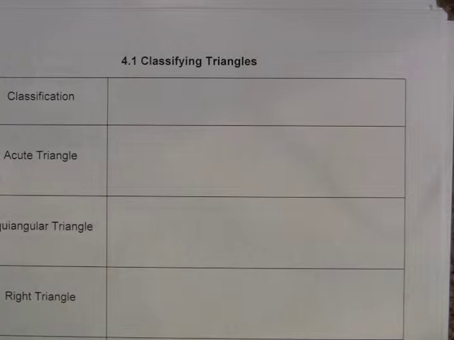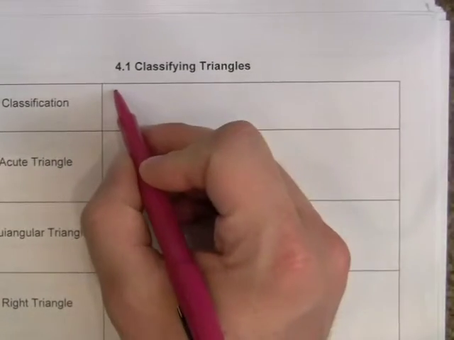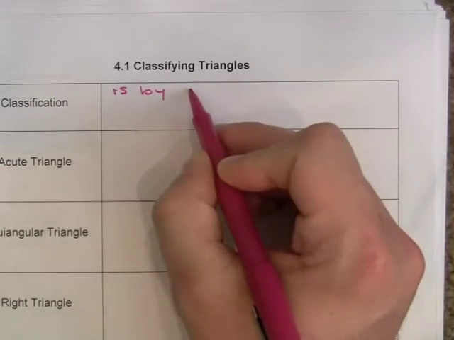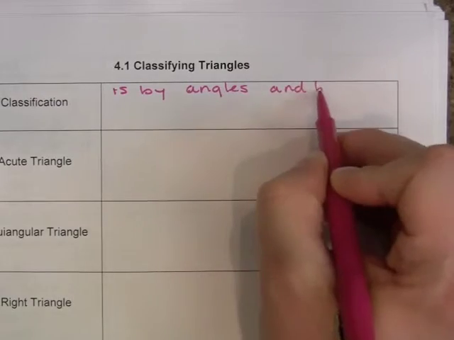So the classification of triangles is done two ways. We can classify the triangles based on the angles inside the triangle and based on the sides of the triangle, whether we have sides that are equal or not equal. So the classification is by angles and by the sides.